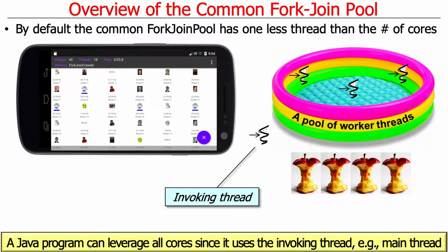And the reason for that is that the invoking thread, whoever is going to be using the common ForkJoin pool, is also borrowed and used along with all the other elements in the common ForkJoin pool. So it's always number of cores minus 1, and then whoever the calling thread is, who invokes, that thread is also used. So you end up with the number of cores by default.